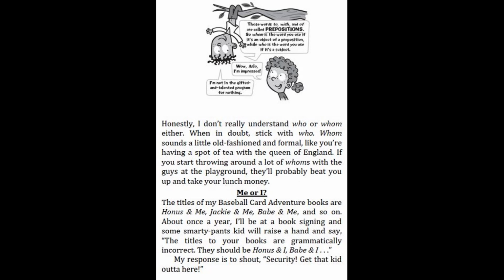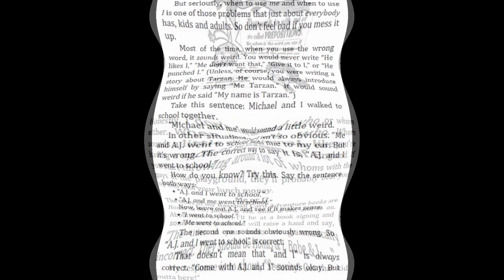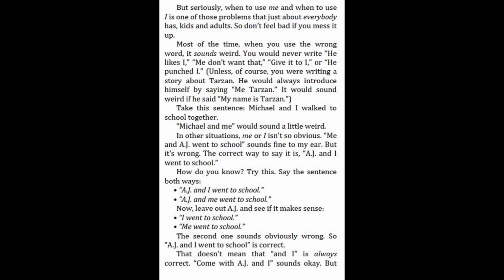Me or I. The titles of my baseball card adventure books are Honus and Me, Jackie and Me, Babe and Me, and so on. About once a year, I'll be at a book signing, and some smarty pants kid will raise a hand and say, "The titles to your books are grammatically incorrect. They should be Honus and I, Babe and I." My response is to shout, "Security, get that kid out of here." But seriously, when to use me and when to use I is one of those problems that just about everybody has, kids and adults. So don't feel bad if you mess it up.